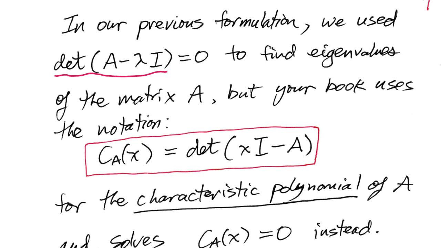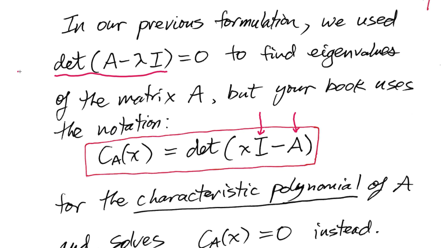Your book uses a slightly different notation, okay? This is ultimately equivalent here. But they take the determinant of xI. Remember, I is what? The n by n multiplicative identity if A is an n by n matrix, okay? X is just a scalar here. It's playing the role of what we called lambda before.